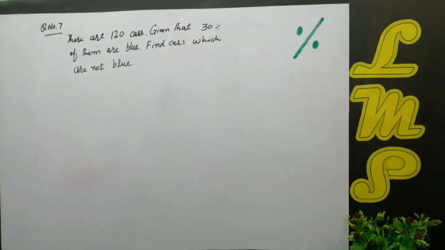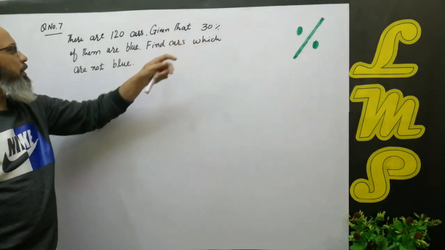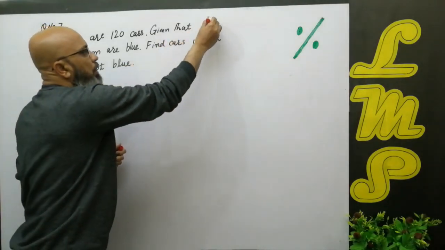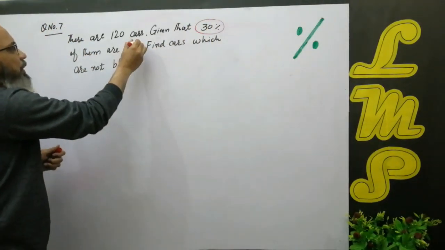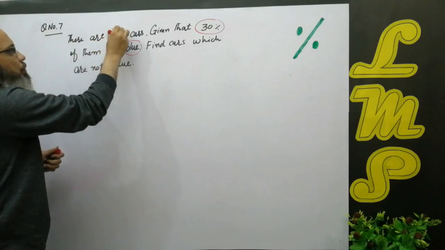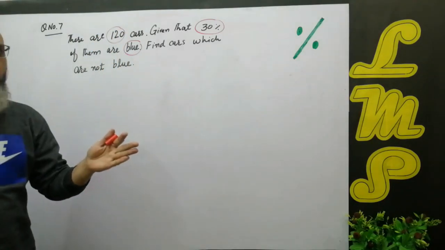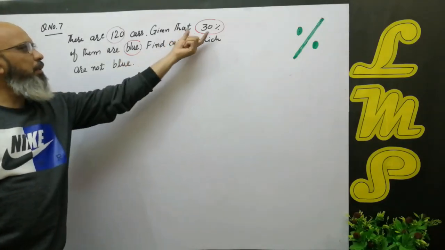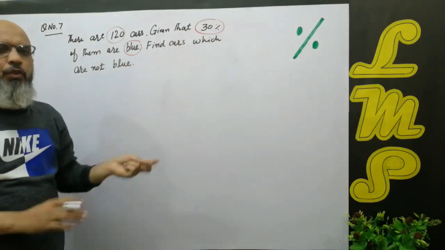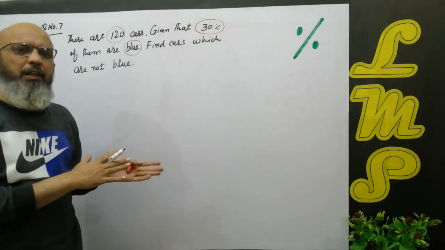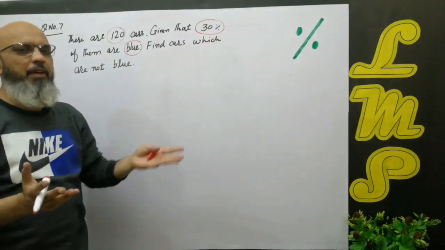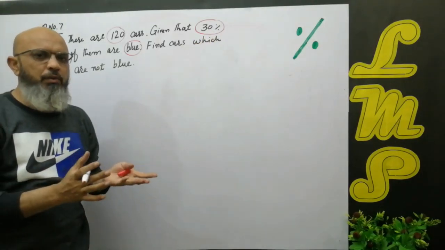So our next question is, there are 120 cars in a car park. Given that 30% of them are blue, out of 120 cars, find the cars which are not blue, right? 30% means 30% are blue cars. So it means what are the cars that are not blue? That is simple, 70%. So there are two ways to solve these questions.